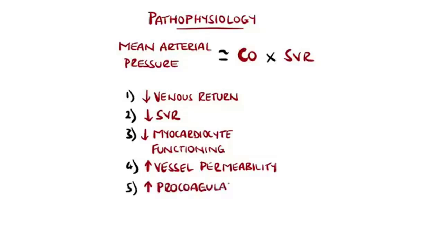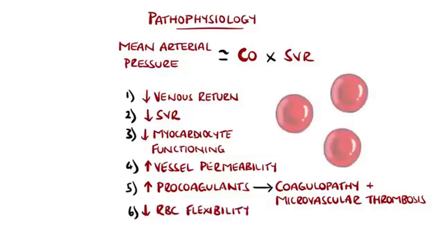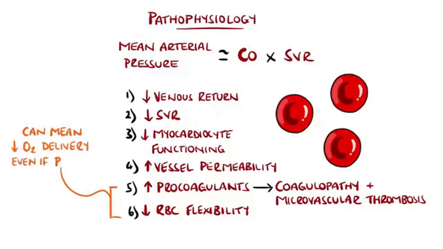There is also an increase in procoagulant factors and a reduction in anticoagulants, which generates a coagulopathy. Ultimately, this results in formation of thrombi, particularly in the smaller vessels, further impairing blood flow through the capillaries to the tissues. Red blood cells can even become less flexible, and so cannot as easily deliver oxygen to the tissues. So this can mean even if an organ is perfused, delivery of nutrients and oxygen can still be impaired.